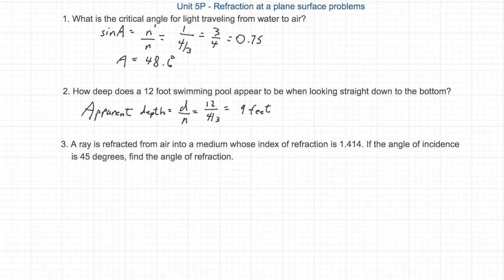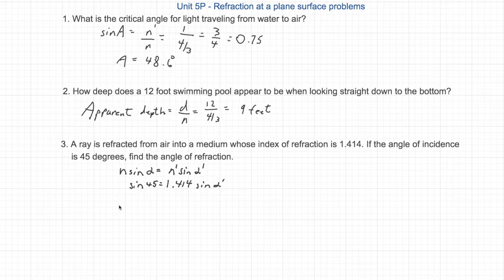A ray is refracted from air into a medium whose index is 1.414. Find the angle of incidence. If the angle of incidence is 45 degrees, find the angle of refraction. So we're going to plug into Snell's law, n sine alpha equals n prime sine alpha prime. N is the index of the first material. For air, that's 1. Sine of alpha is the sine of 45 degrees. N prime is the index of the second material, 1.414, and alpha prime is what we're looking for.